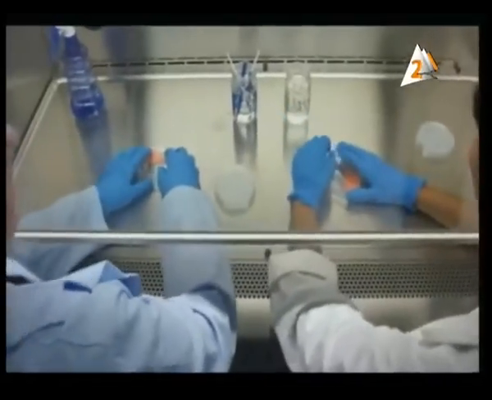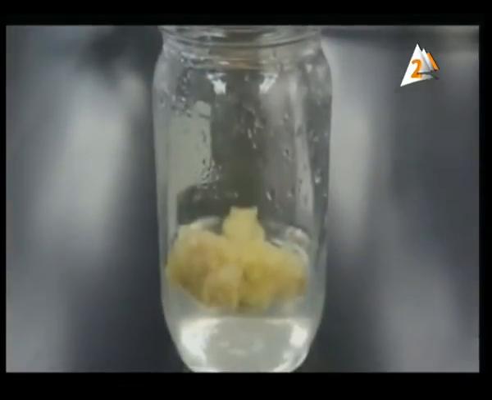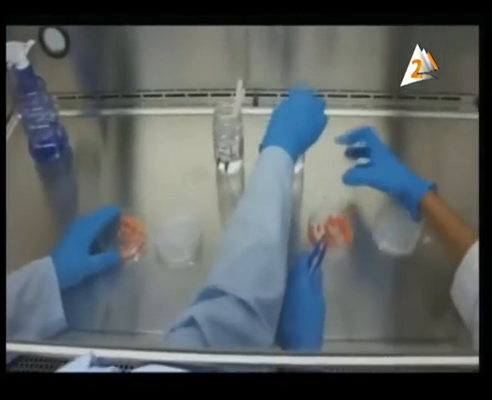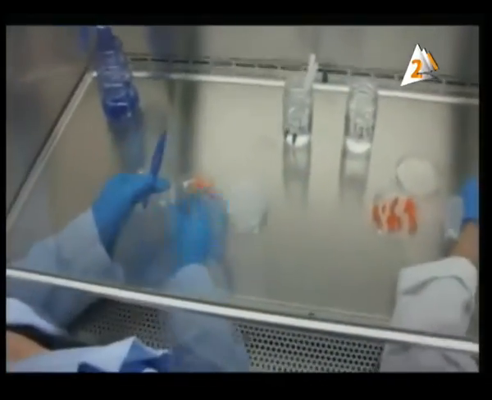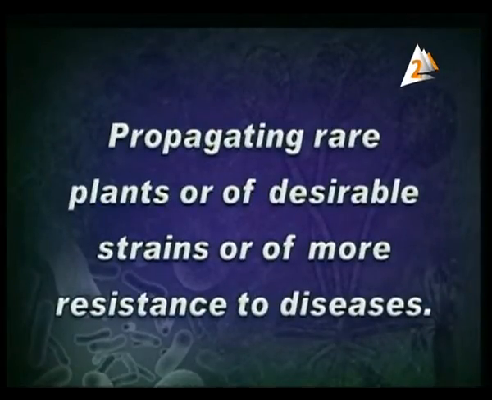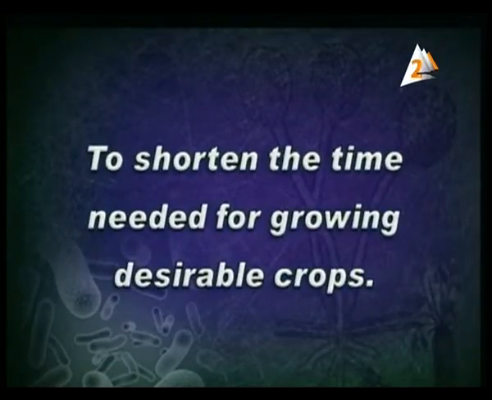These experiments confirmed that any somatic cell in the plant comprises the whole genetic information that later can be translated to a whole developed organism if cultivated in a proper nutrient medium containing plant hormones with certain ratio. I'm going now to talk about the importance of tissue culture: propagating rare plants, desirable strains, and strains more resistant to diseases, and also shortening the time needed for growing desirable crops.